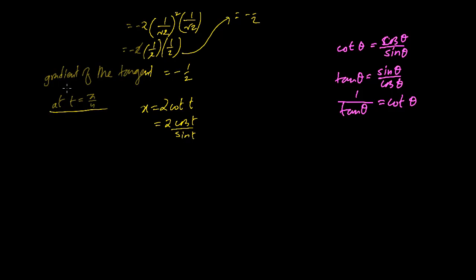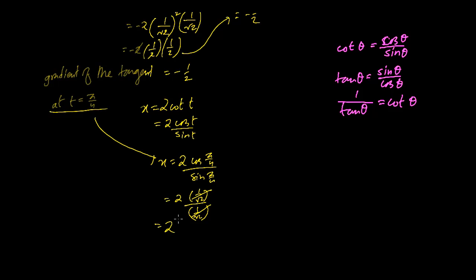So here, when t equals pi by 4, you can plug it in here. x equals 2 cos pi by 4 divided by sine pi by 4. We know from previously cos pi by 4 is 1 by square root of 2, and sine pi by 4 is also 1 by square root of 2. So we can cancel this, and the x coordinate is 2.